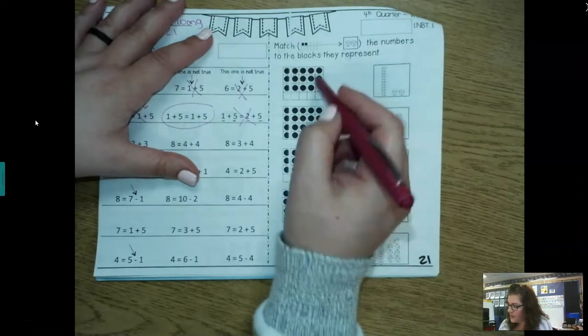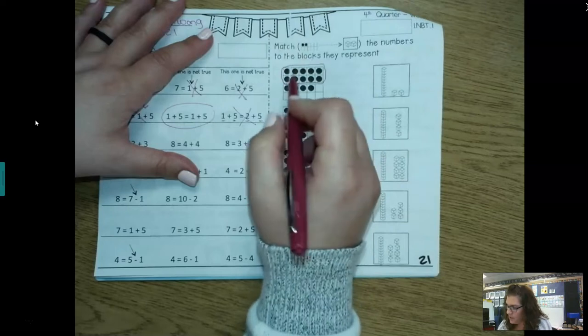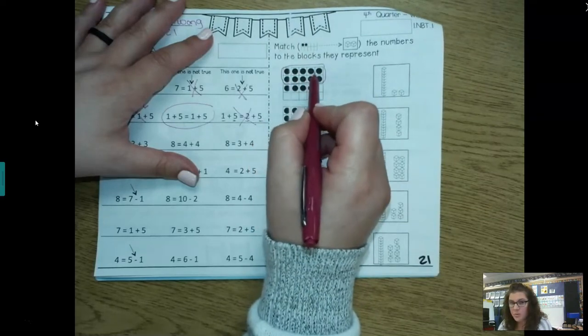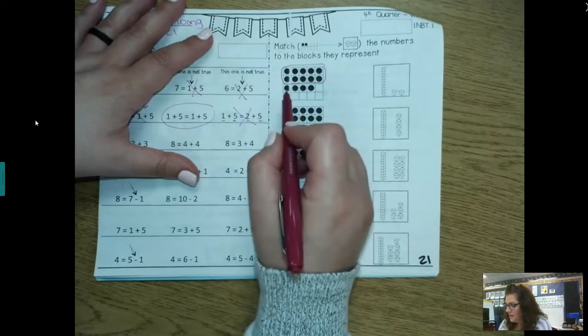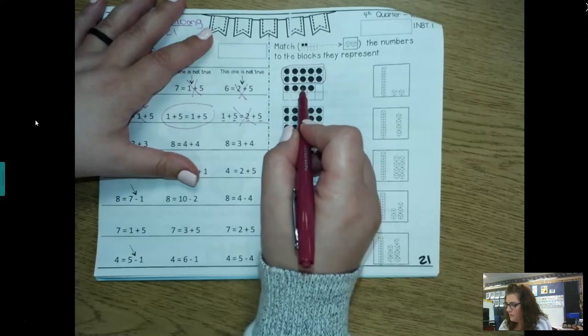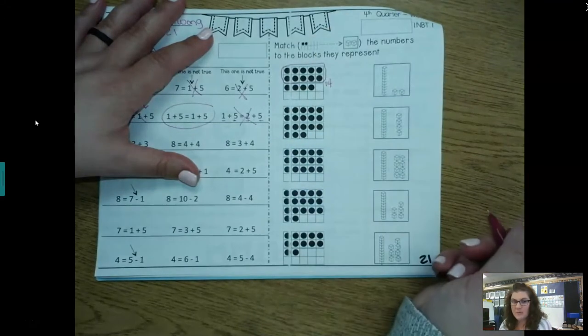So let's count. If we have one completed 10 frame, do we have to count in each one? 1, 2, 3, 4, 5. Or can we just say 10 and then count on? So we have 10, 11, 12, 13, 14. I'm going to write 14 right here because that's how many dots we have.